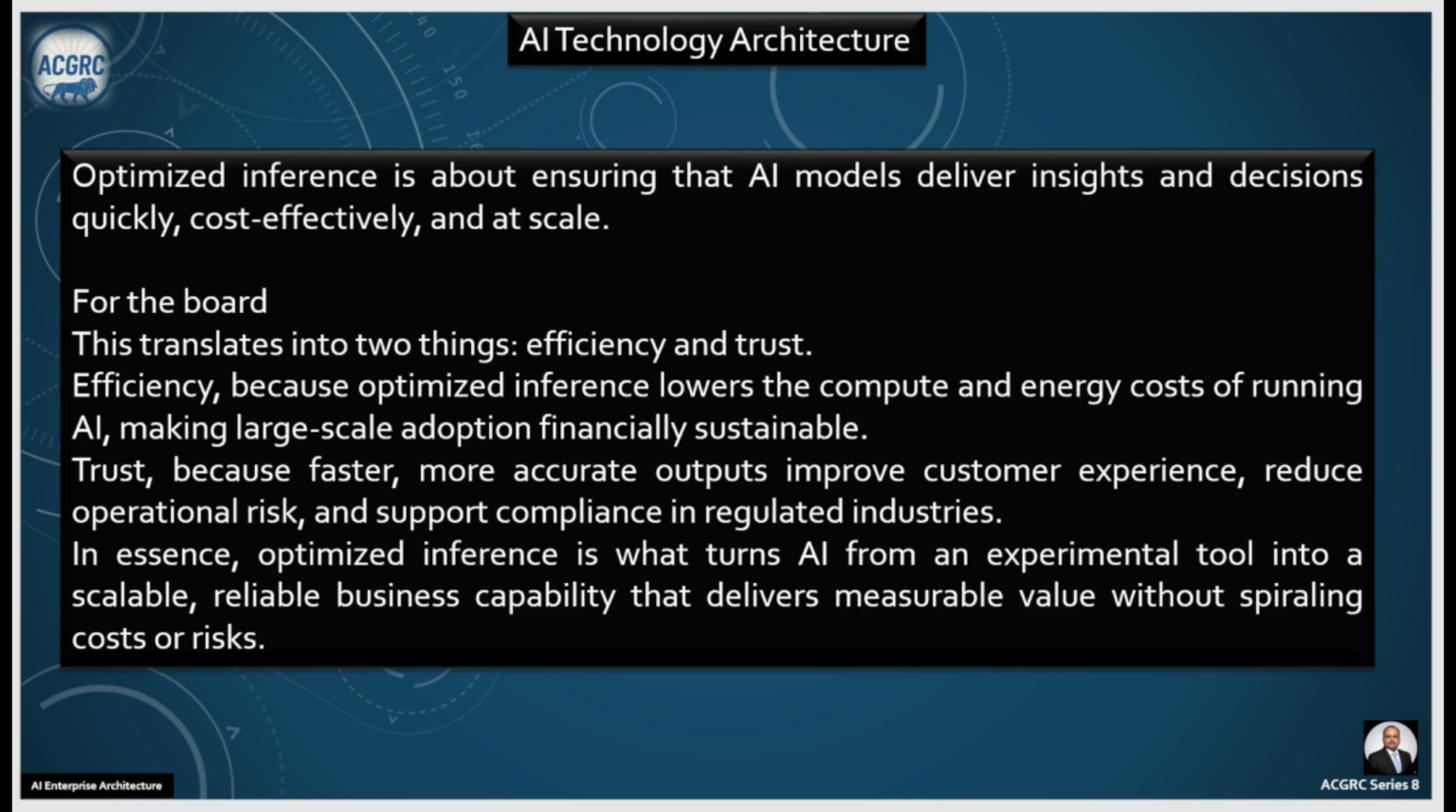In essence, optimized inference is what turns AI from an experimental tool into a scalable, reliable business capability that delivers measurable value without spiraling cost or risk.